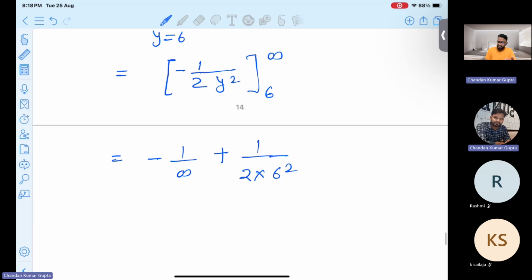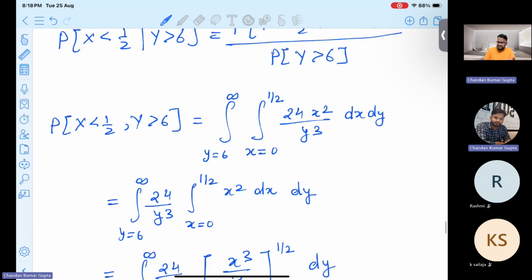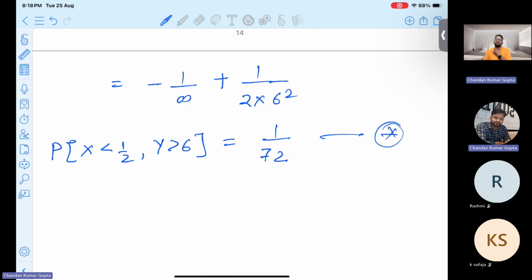So this value, the probability value that x is less than half, y is greater than 6, comes out to be 1 upon 6 square is 36, 36 into 2, 72. So 1 upon 72. So let's call it equation. Okay. So the numerator part comes out to be 1 by 72.